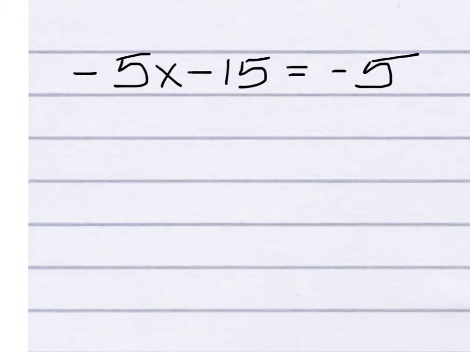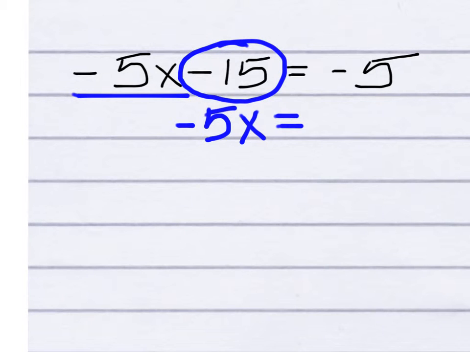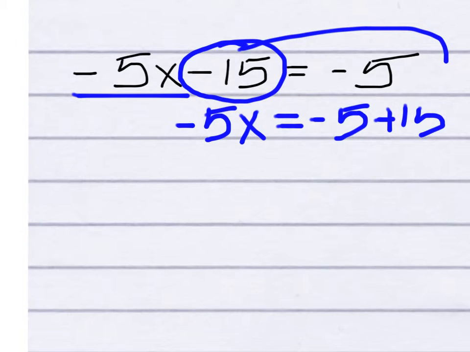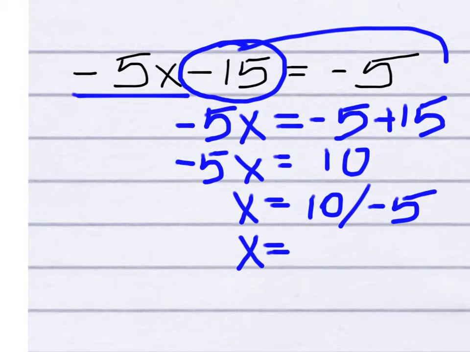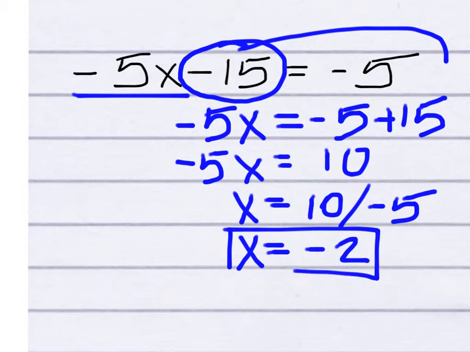You want this x term by itself on the left. So negative 5x equals, move this to the other side. Make it plus 15. Simplify the right side. Negative 5 plus 15 is 10. Divide 10 by negative 5 to get negative 2.